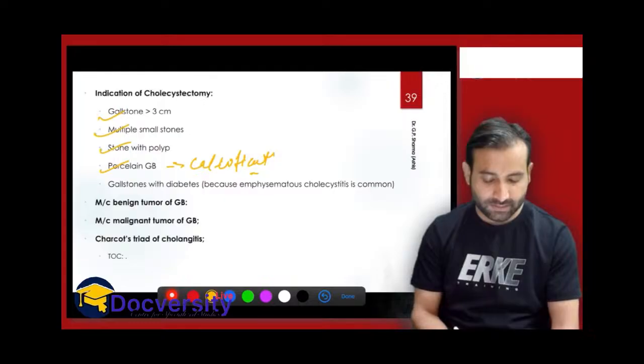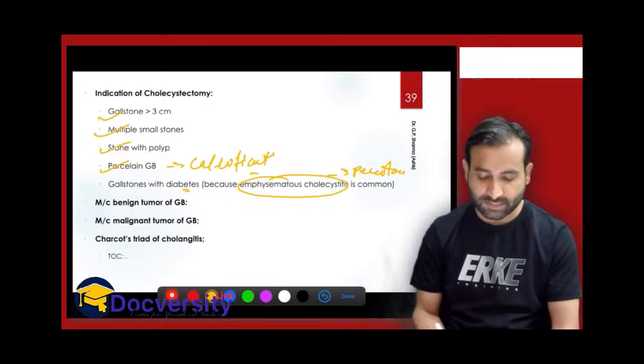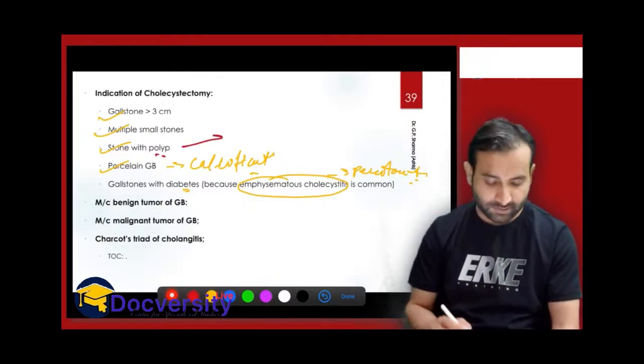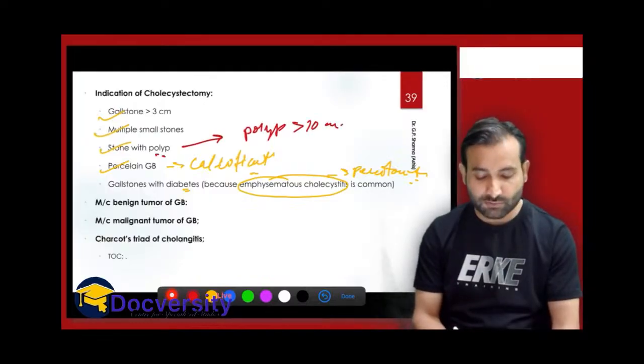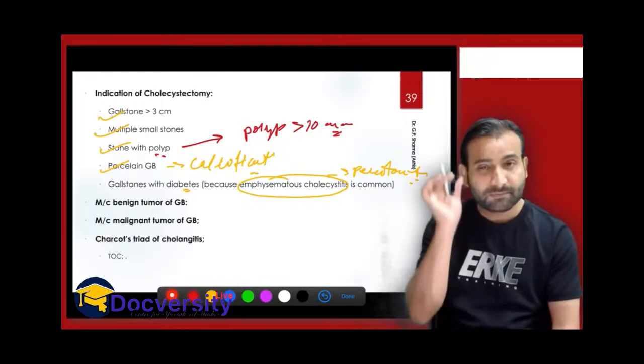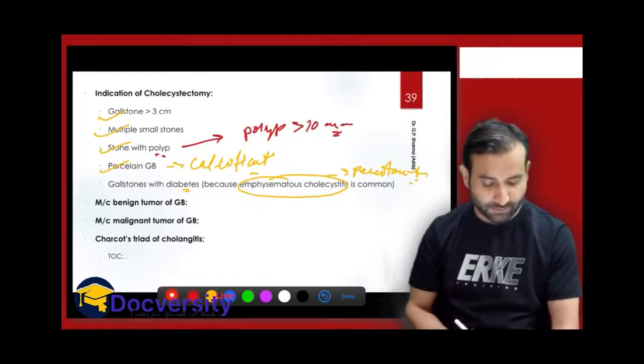Porcelain gallbladder means calcification and thickening of the gallbladder. And gallstone with diabetes, because it produces emphysematous cholecystitis that produces peritonitis. Okay, so please remember this one. And stone with polyp is an indication, and without stone, if the polyp size is more than 10 millimeter, that is also an indication for cholecystectomy.